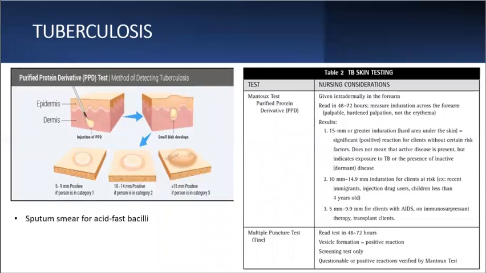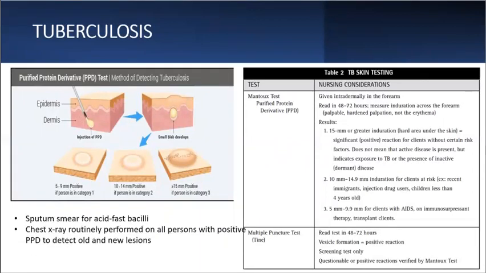So other tests we can carry out would be our sputum smear for acid-fast bacilli. We can also carry out chest X-ray, which is routinely performed on all persons with positive PPD, and it's going to help to detect old and new lesions. So again, X-rays will be used to detect old and new lesions, and tubercles may be seen on the lungs. And then we can carry out the QuantiFERON TB Gold test.